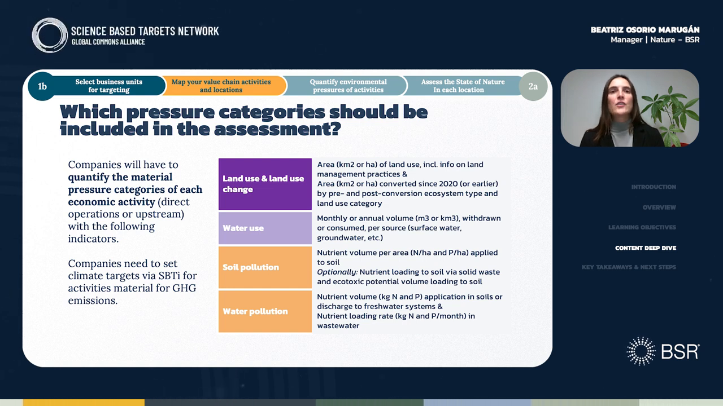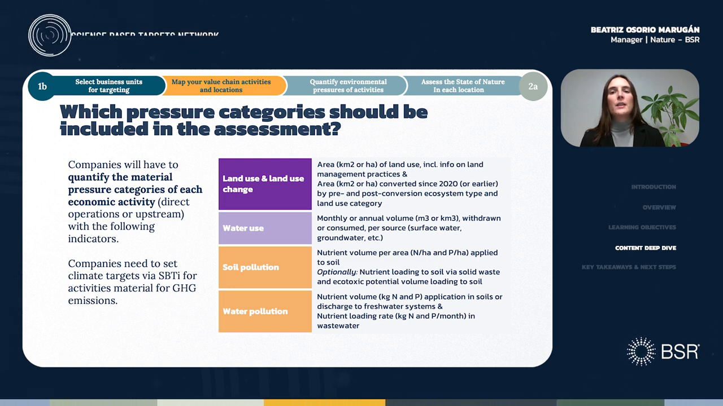In categories such as soil pollution, 1 indicator is required, nutrient volume applied to soil per area, and others are optional. SBTN does not require companies to assess their GHG emissions directly, but they are requiring companies to set climate targets with SBTi guidance for the activities material for that pressure category.